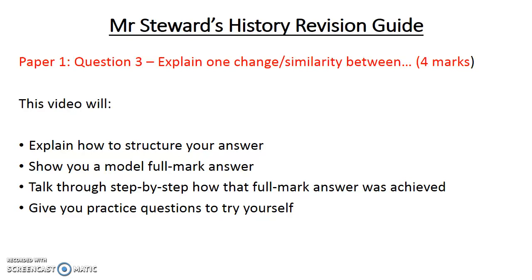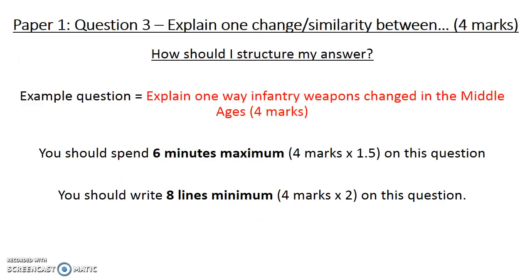Today we are looking at Paper 1 question 3. This question is explain one change or explain one similarity between something. It is worth 4 marks. This video will explain how you need to structure your answer. It will give you a model 4-mark answer. It will talk through the step-by-step process of how I achieved that 4-mark answer, and then there will be some practice questions to try yourself at the end.